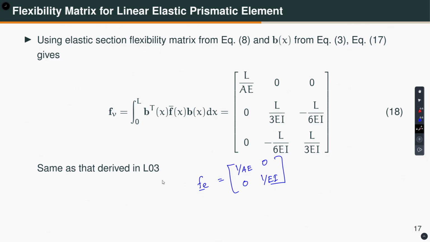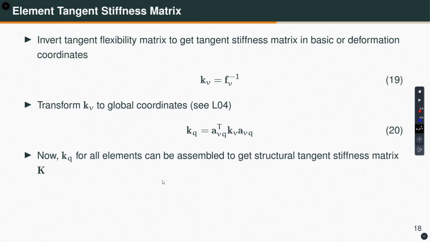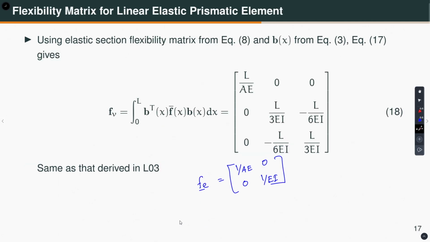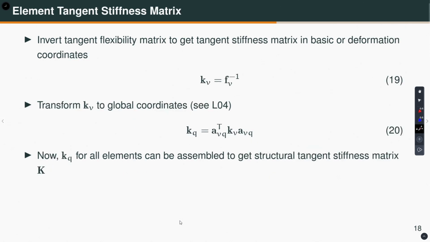Okay. Now, let us talk about the element tangent stiffness matrix. So, what we got here is the element tangent flexibility matrix. Now, in a finite element program which is based on direct stiffness method, we need the element tangent stiffness matrix. So, how do I get the element tangent stiffness matrix? Well, I can invert the element tangent flexibility matrix. So, if I invert it, I get directly kV.